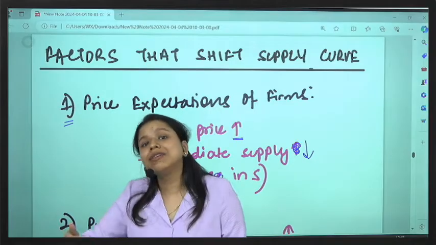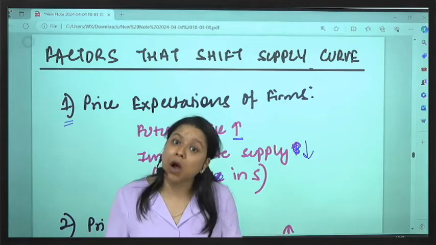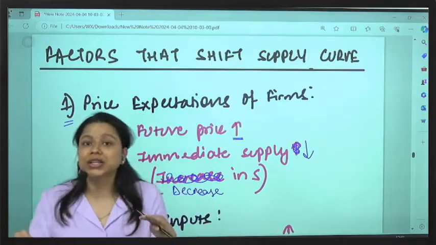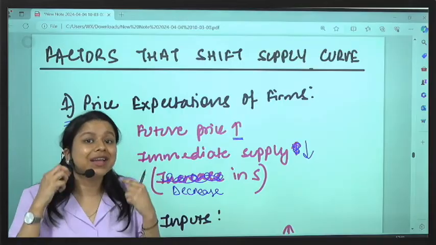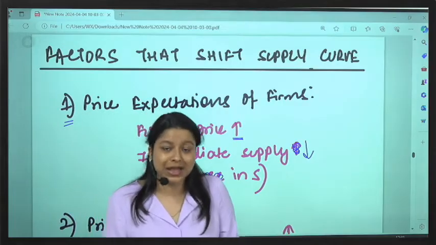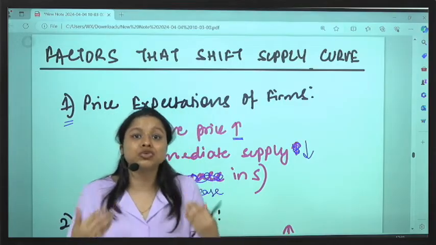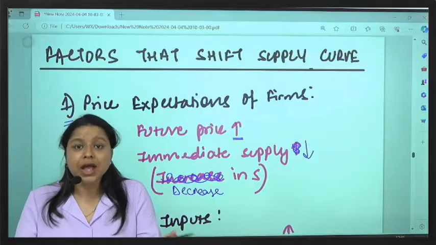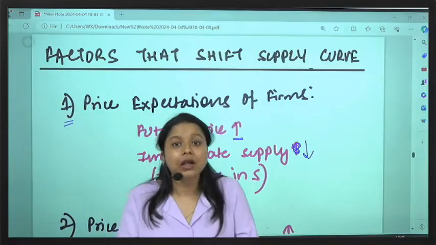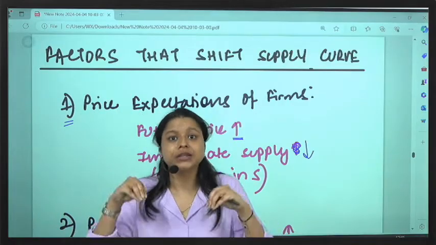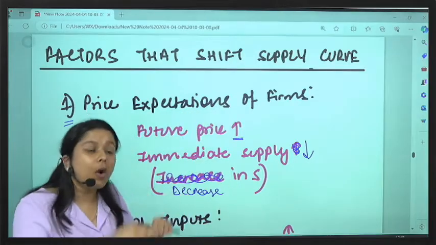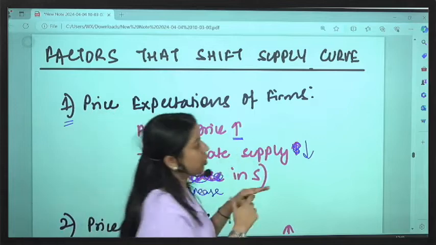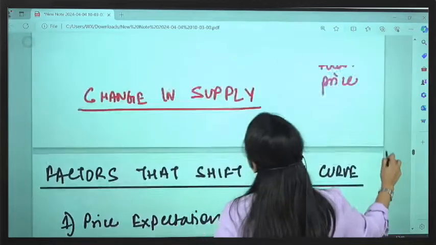The supply will reduce even though the price now is the same. There is no change in the own price right now. What is changing is the expectation of the future price. I am expecting that the future price will go up, and if that is what I am expecting, the current supply, the supply at today's price level, will go down. So let's quickly understand this using a graph.